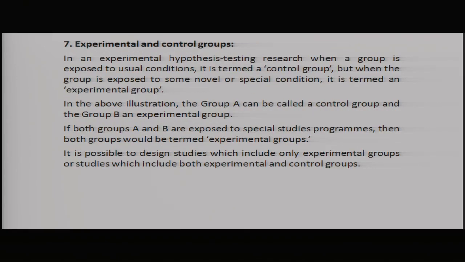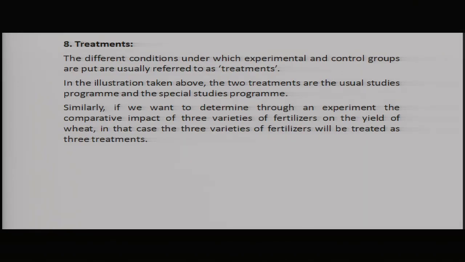Okay. Experimental and control group. In experimental hypothesis testing research, when a group is exposed to usual condition, it is termed as control group, and when a group is exposed to some novel or special condition, it is experimental group. So normally we don't follow these things. This comes when you are going with some social science, this treatment and all. The different conditions under which experimental and control groups are put is termed as treatment.